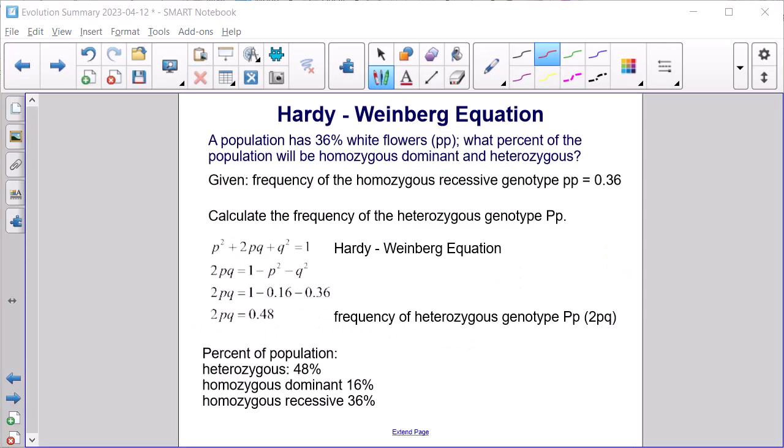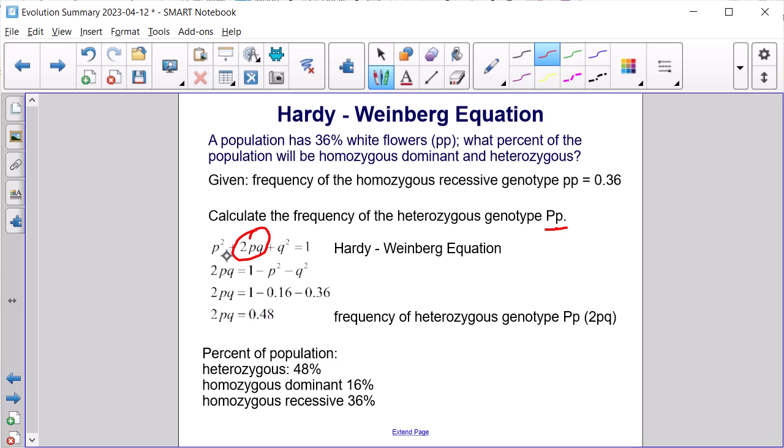All right, so now we're going to calculate the frequency of the heterozygous genotype, where we have capital P, lowercase p. So we have the Hardy-Weinberg equation, P squared plus 2PQ plus Q squared equals 1. And it's important to note that this right here is the frequency of the heterozygous genotype. So that's what we're trying to solve for.